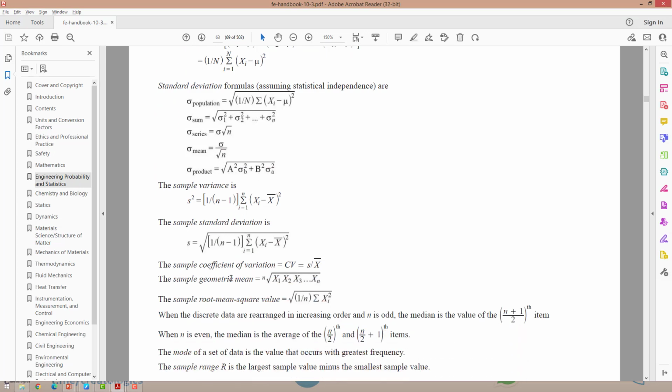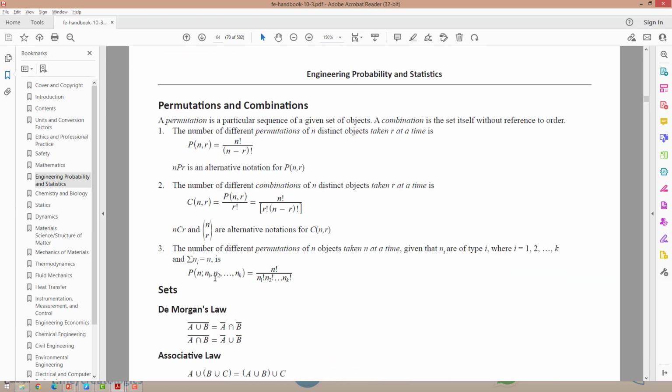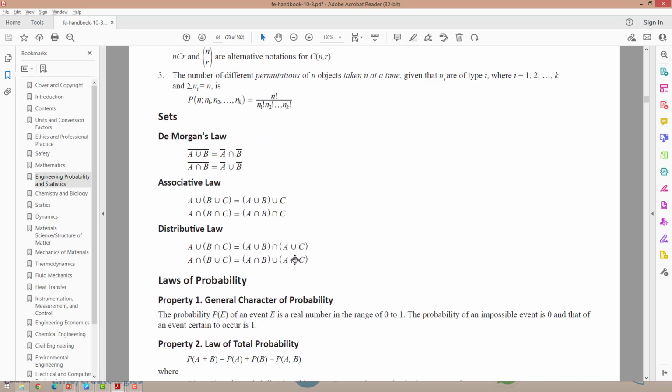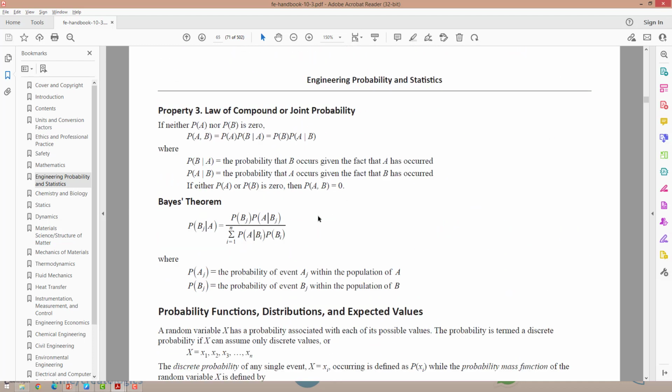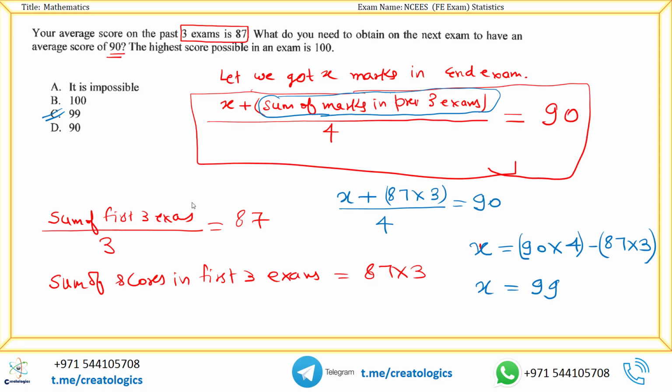In the next session we will discuss different things like permutation, combination, laws of probabilities, and all these things. So that's it for this session.